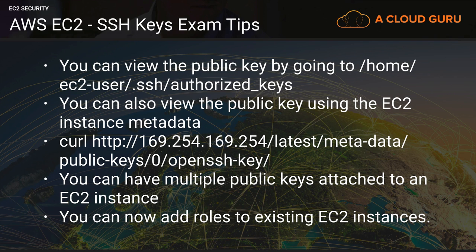And then you can also have multiple public keys attached to an EC2 instance. You can also, and we didn't really cover this in the lab, have multiple users who have different public keys and private key pairs. So you can connect in that way. Also definitely very possible. And for some of you who may not have touched AWS for some time, you can now add roles to existing EC2 instances. You no longer have to terminate the instance and create a new instance with a role attached. You can just go ahead and add a role immediately.